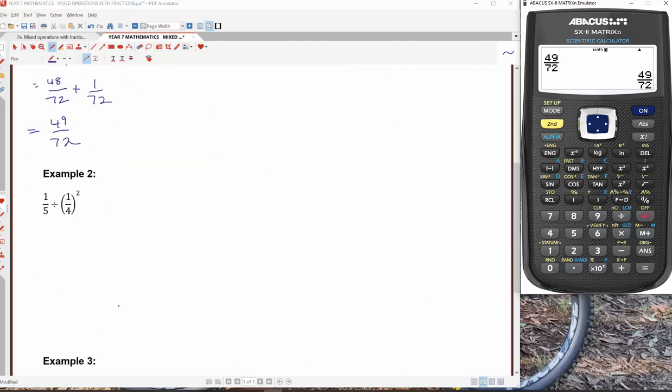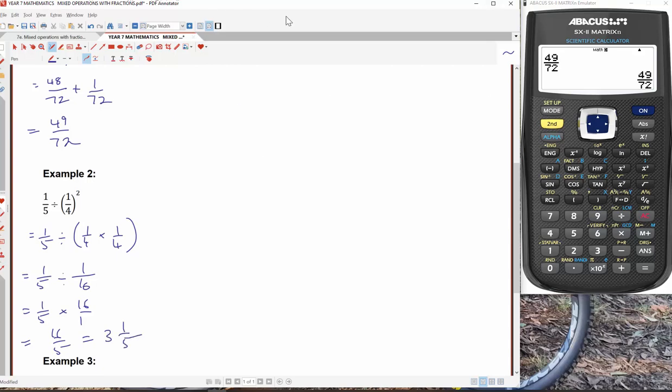Right, this one here, we've got a division problem, but this is an index. So we've got to do that first. So we're going to say that this equals 1/5 divided by 1/4 times 1/4. Now, 1/4 times 1/4 is 1/16. So when we divide by a fraction, we change that to a multiply and flip that fraction, and then we've got our answer as 16 on 5, or 3 and 1/5 if it says to convert it into a mixed number.